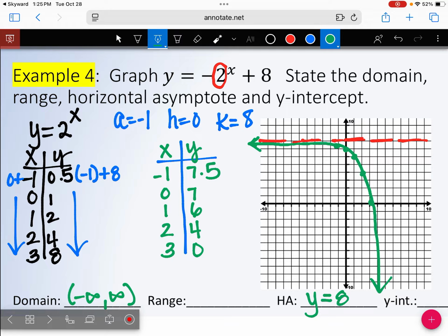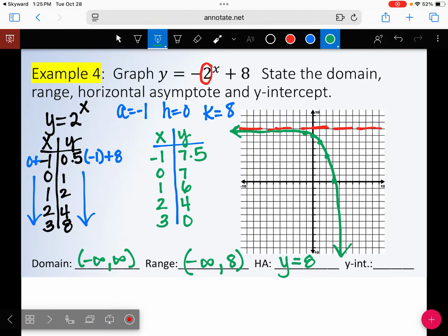All right, so this is the first time where we had a negative A value. So what is our lowest Y value? See how we have an arrow pointing down now. So that means my lowest Y value is coming from -infinity. So my range is going to be -infinity to 8. We have our y-intercept again, so we can fill that in.